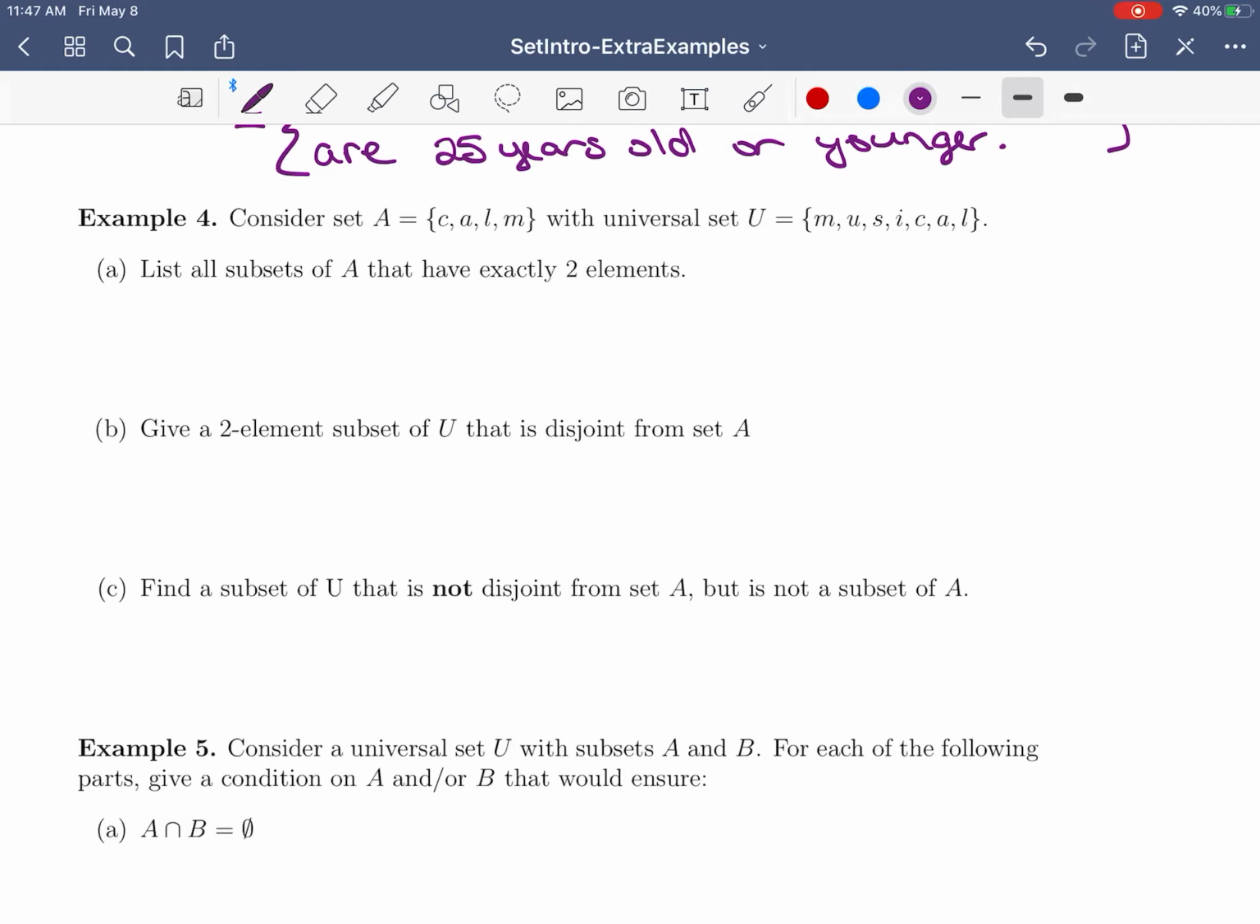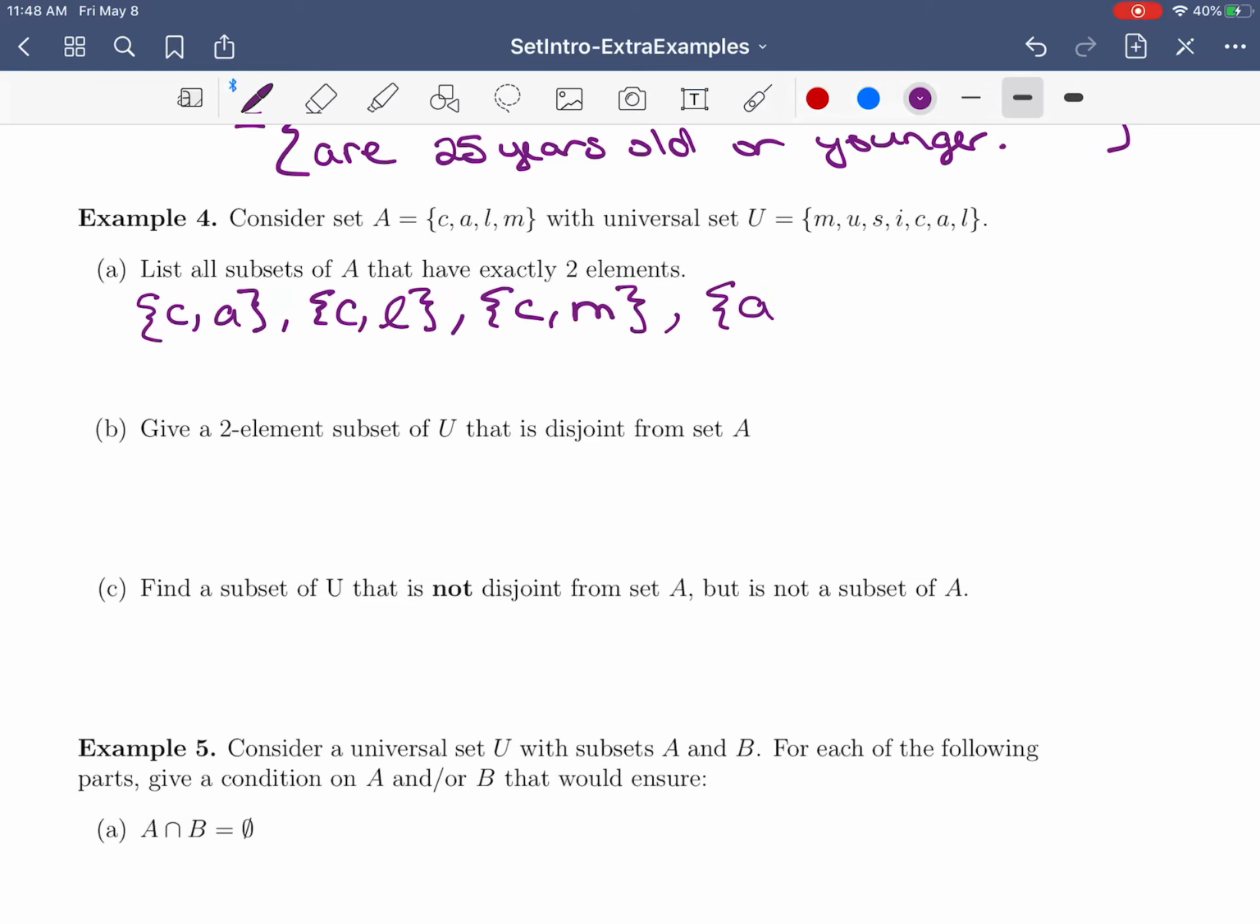Okay, so remember how we do a subset? We want only letters from A. And here they have to have 2 elements because we want exactly 2 elements. So I could take C with A, that would be a subset, or I could take C with L, that would be a subset, or I could take C with M, that would also be a subset. Now I've paired C with everything, so now I can't take C.